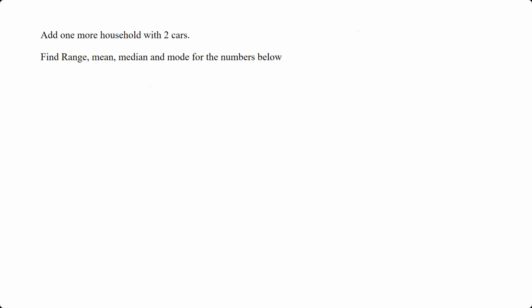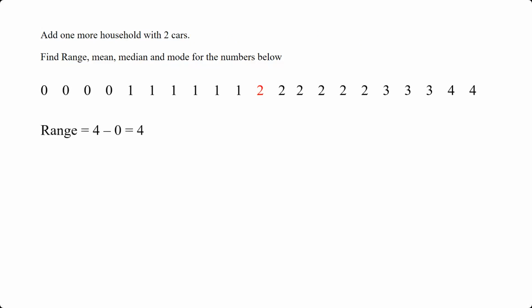All right. Let's try one more. We're going to add one more house with 2 cars. So now it's odd, and I highlighted the odd value in the middle. So there's 21 homes now. Did the range change? No, because we didn't change an end. If we added another house with 5, then it would have changed. So the range is still 4 minus 0, largest minus smallest.